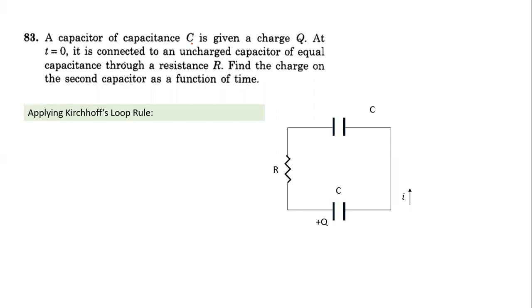A capacitor of capacitance C is given charge Q. At t equal to 0, it is connected through a resistance R to an uncharged capacitor of equal capacitance. Find the charge on the second capacitor as a function of time. So this is the initial state given. Do you think finding a solution for this is very similar to our initial derivation?